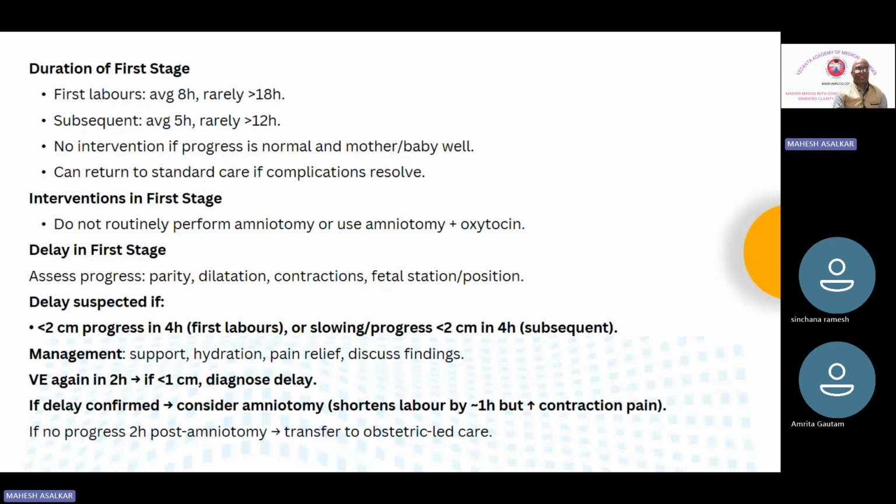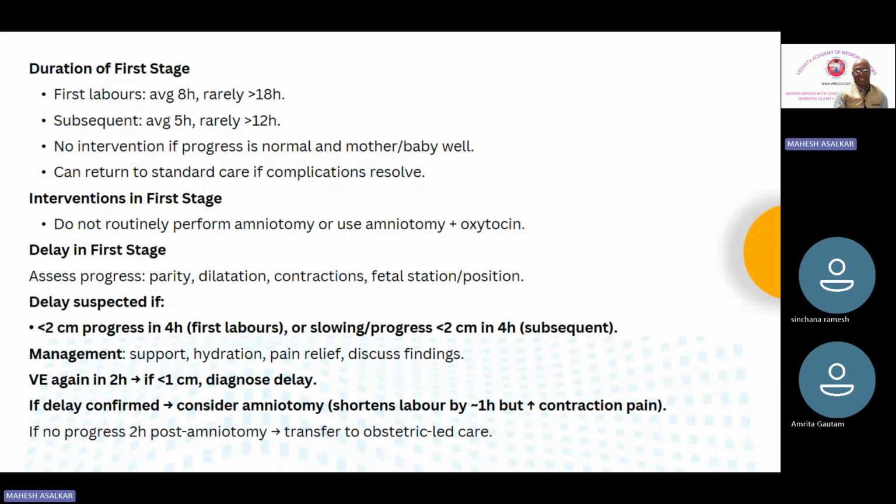Management is support, hydration, pain relief, discuss the findings, and carry out vaginal examination in 2 hours. If less than 1 centimeter, then diagnose delay. So the first concept here is to suspect delay. Per vaginal examination, how frequently will we carry out? We will carry out every 4 hours, and the minimum dilatation should be 2 centimeter or more. If it is less than 2 centimeters, they'll give you the findings.